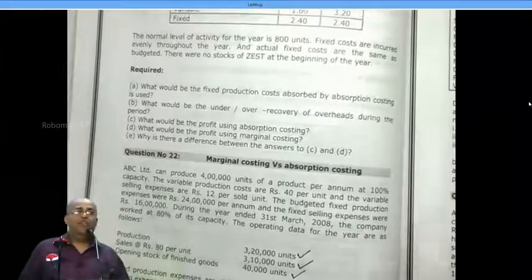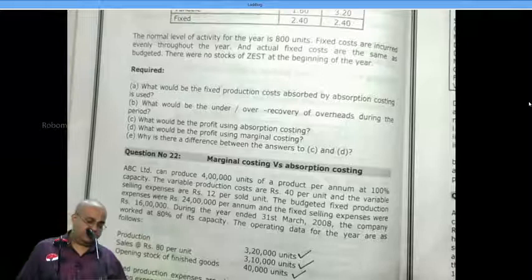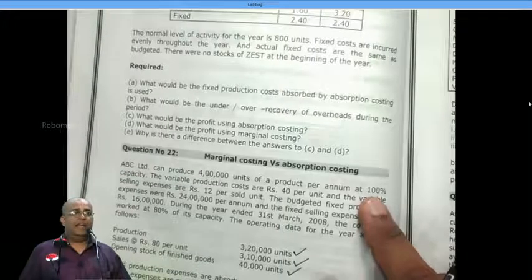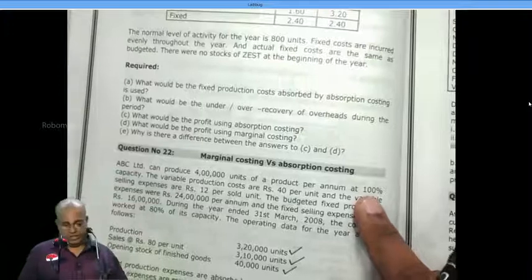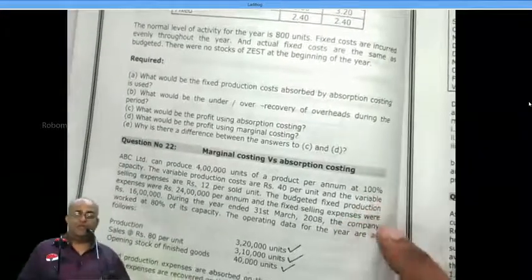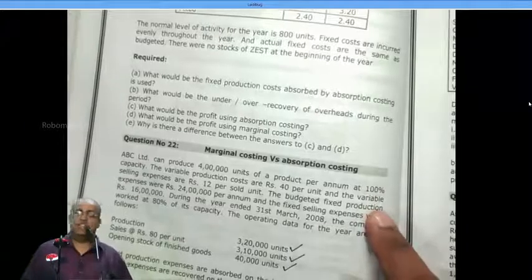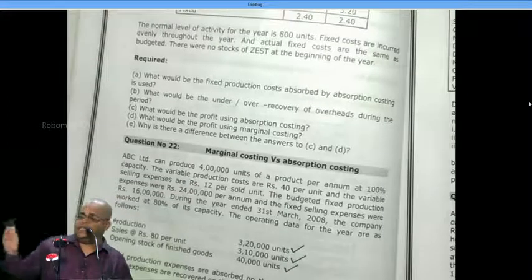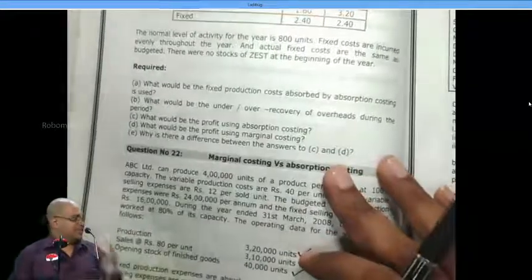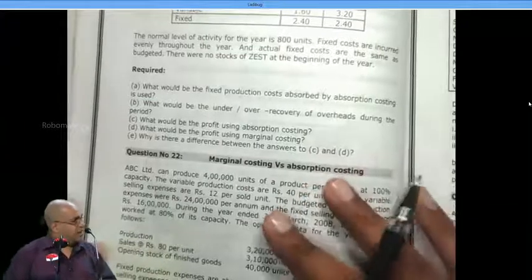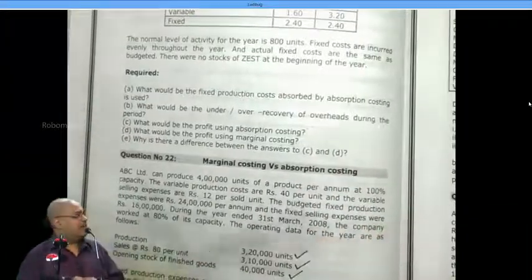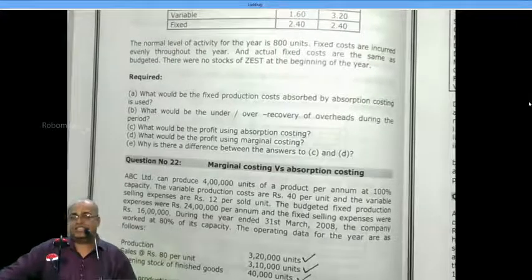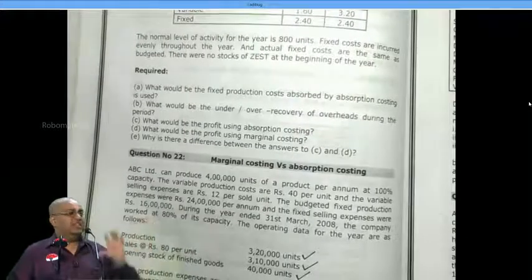Next line: full manufacturing cost per unit is equal to variable manufacturing cost plus fixed manufacturing cost. When I value the stock, I have the variable cost inside as well as the unitized fixed cost. What is the variable manufacturing cost? 40 plus 6, which is equal to 46. With this, we complete the first step.